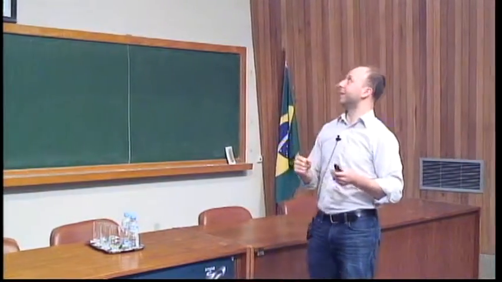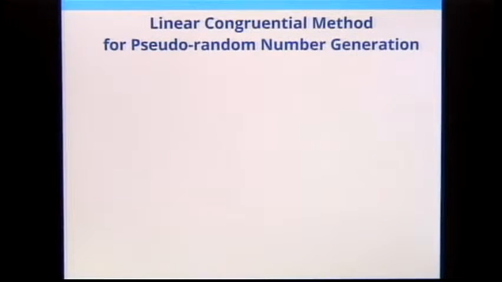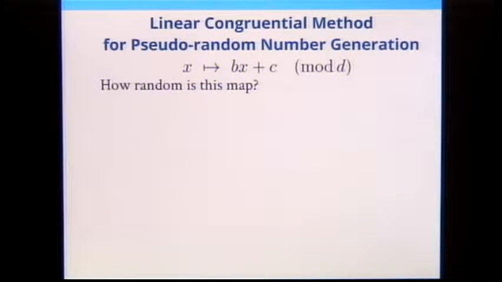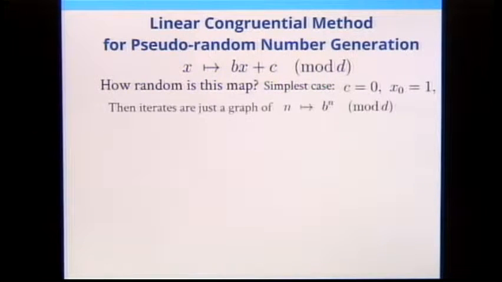The absolute first thing you would probably think of is the so-called linear congruential method, the oldest pseudo-random number generator. You take a number, you multiply it by something, you add something, and you reduce mod something. You do this over and over again, and you get a sequence of random numbers. How random is this map? For simplicity, let me take the shift to be 0, so we're looking at the homogeneous case, with the initial seed being 1. I'm then just looking at the graph of n goes to b to the n mod d, the powers.